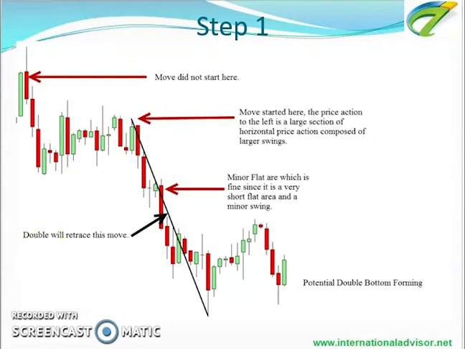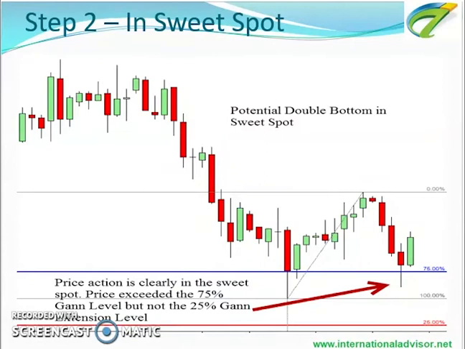Let's now move to the next step. Step 2. As we have already studied the sweet spot, is this potential double bottom in the sweet spot? Here we can see price action is clearly in the sweet spot, and you see it exceeds the 75% Gann level, but not the 25. So this is within that area of extension. So that was step 2, where we have to identify this sweet spot.